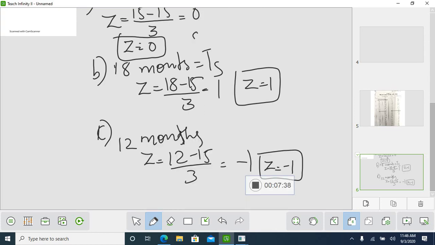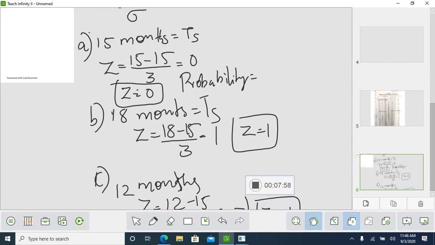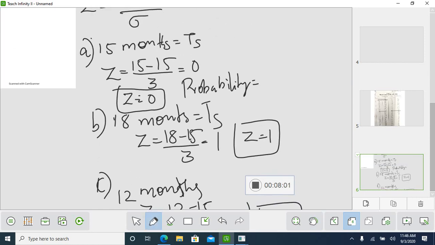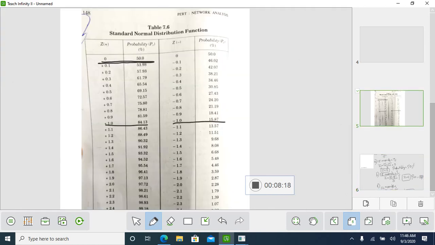So if that is 0, your probability of completing the project in 15 months is 50%. So next, the probability of completing the project in 18 months, that is 84%, 84.13%. So we have seen here, right?